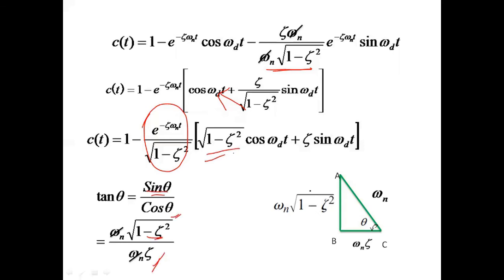So I can substitute for square root of 1 minus zeta square as sin theta, and the term zeta as cos theta. If I substitute, we can obtain C of t as 1 minus e to the power minus zeta omega n t divided by square root of 1 minus zeta square multiplied by sin theta cos omega d t plus cos theta sin omega d t. So now it is of the form sin a cos b plus cos a sin b. So it can be written as sin of a plus b.